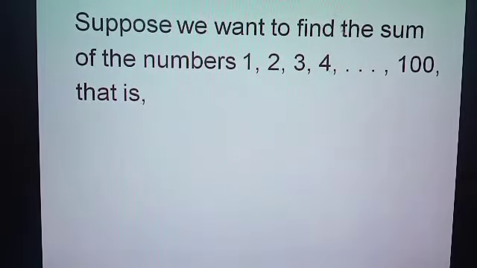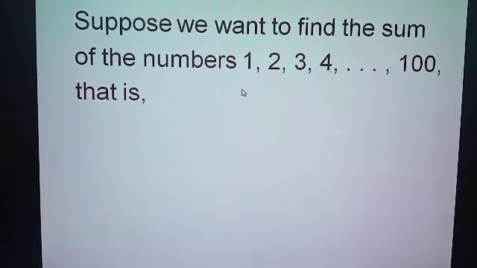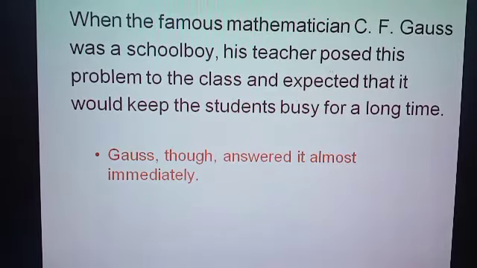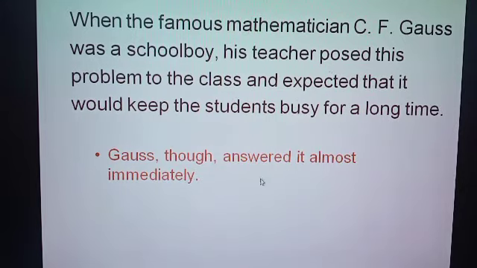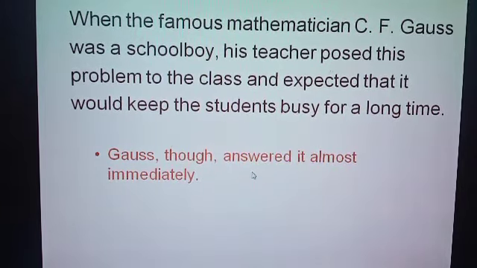Suppose we want to find the sum of the numbers from 1 to 100, that is the sum of the first 100 natural numbers. How will you find it? This task was given to a famous mathematician, C.F. Gauss. He was a schoolboy, 10 years old, and his teacher gave it to keep the students busy for a long time. But Gauss answered it immediately. So what was the method? You can see the picture of the famous mathematician Gauss.